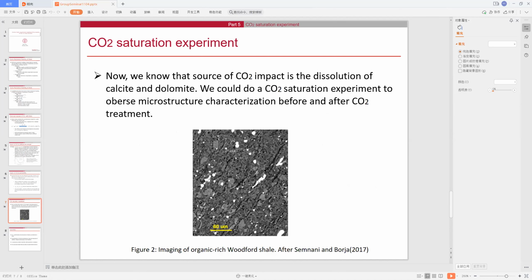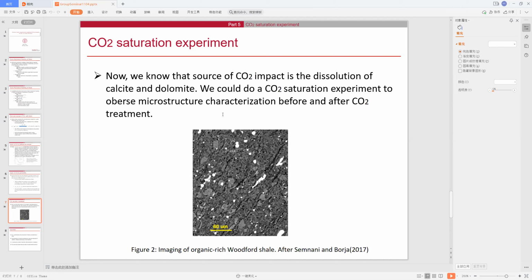Okay, till now, we know that we need to propose a constitutive model to simulate solid dissolution, the variation of these parameters, and how they could be related to the traditional hydromechanical modeling of shale. We just need to propose a new constitutive model and include it in the traditional hydromechanical framework. I'm not going deeper here to save time. What's more, we know that the source of carbon dioxide impact is the dissolution of calcite and dolomite.